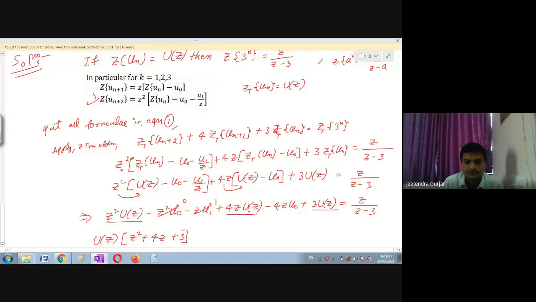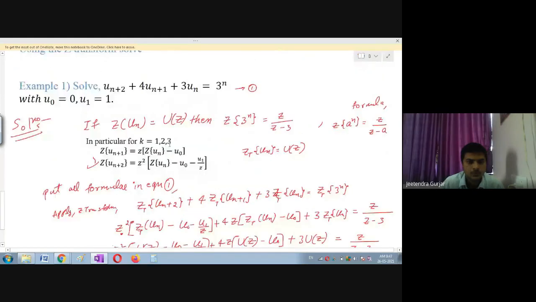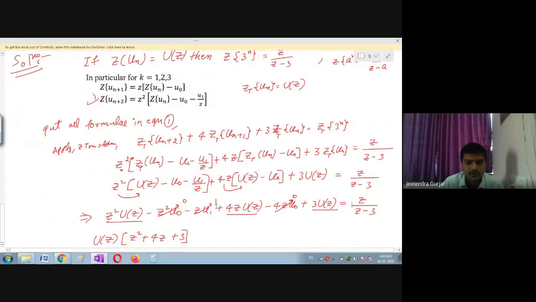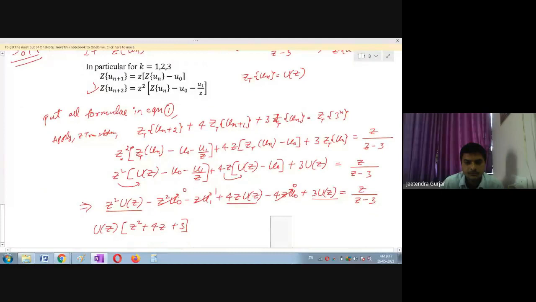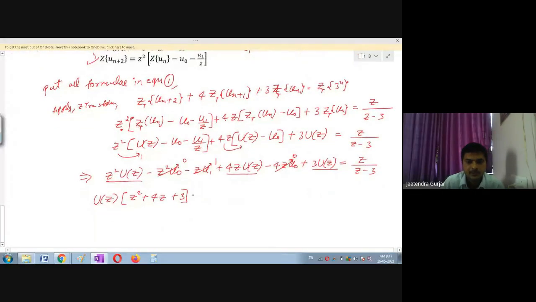So wherever u naught is there, this is 0, and u1 is 1. So this will remain minus Z. Z into 1 is Z, so Z I have to write as it is. So this is equal to Z divided by Z minus 3, students.